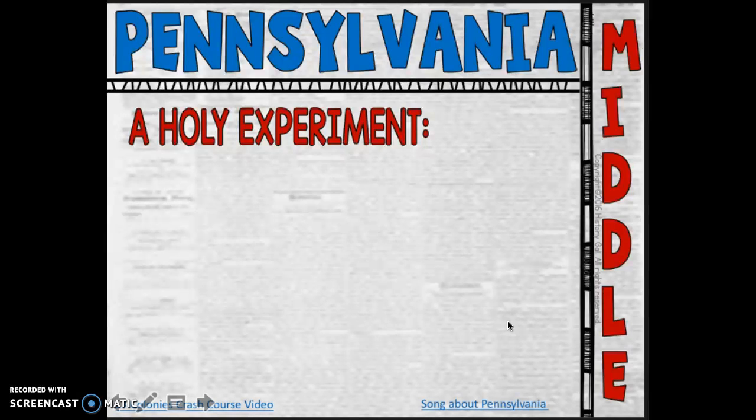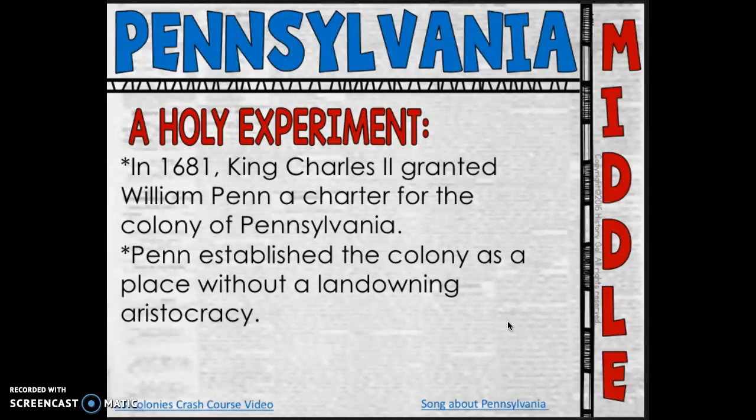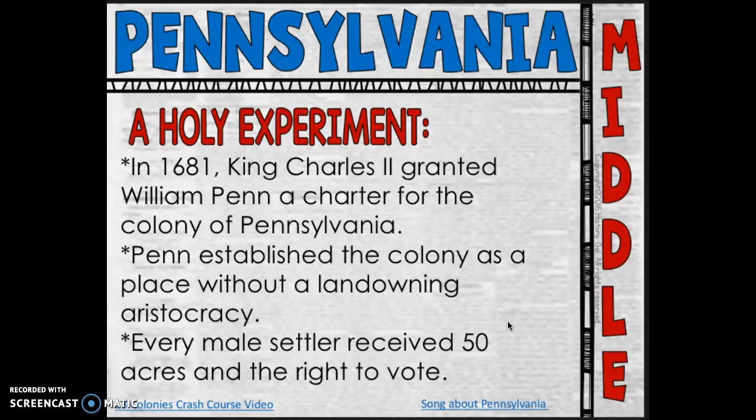Pennsylvania, a holy experiment. In 1681, King Charles II granted William Penn a charter for the colony of Pennsylvania. What's a charter again? Check your vocabulary words if you're not sure. William Penn established the colony as a place without a land-owning aristocracy. Every male settler in the colony received 50 acres and the right to vote. So 50 acres is kind of a big chunk of land. So every male settler received that.